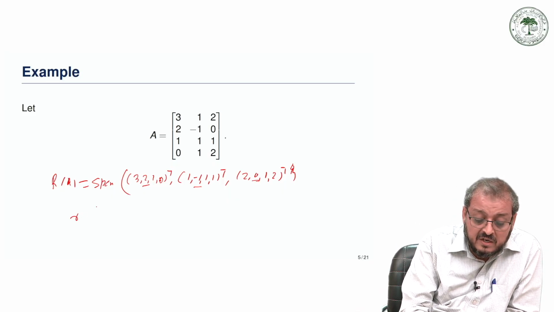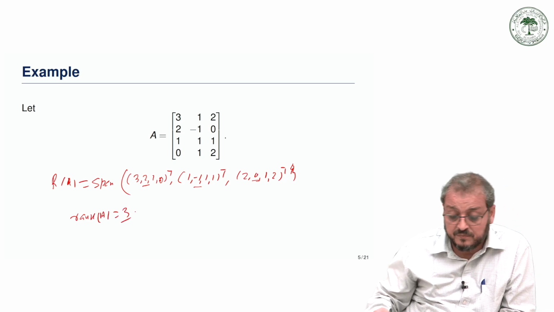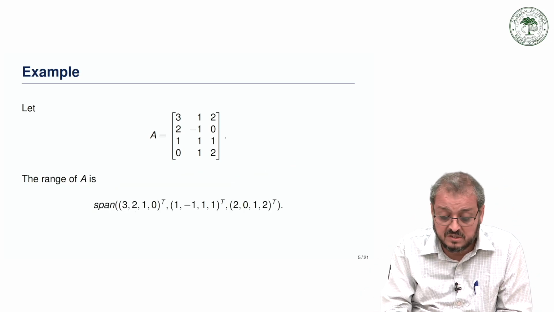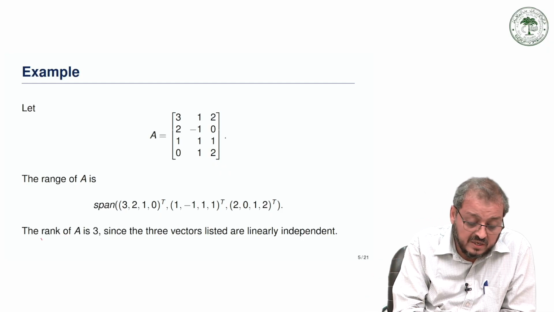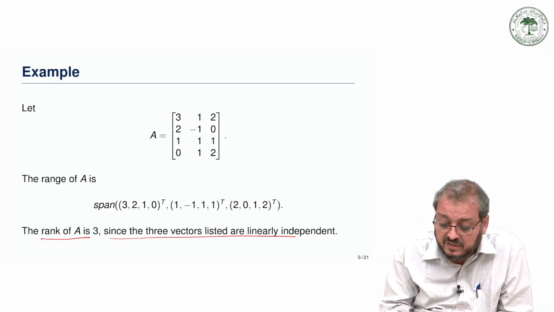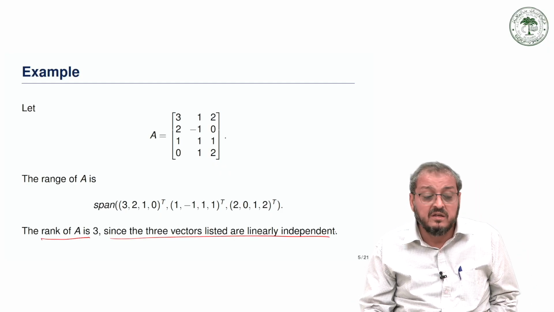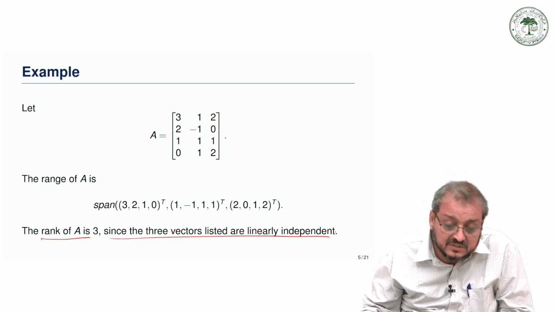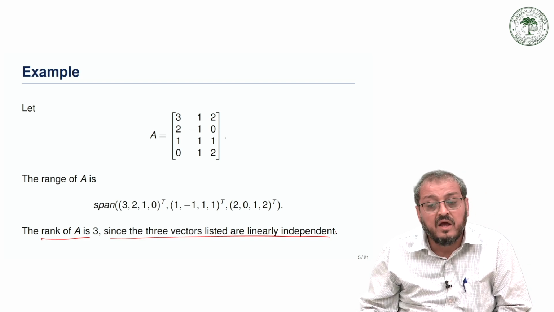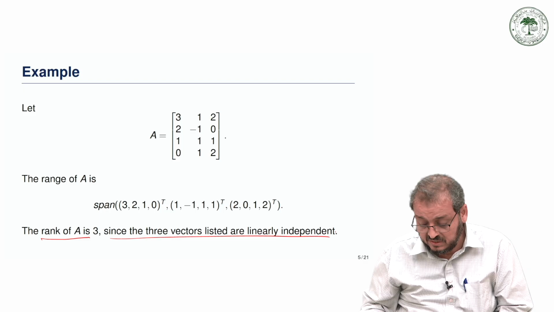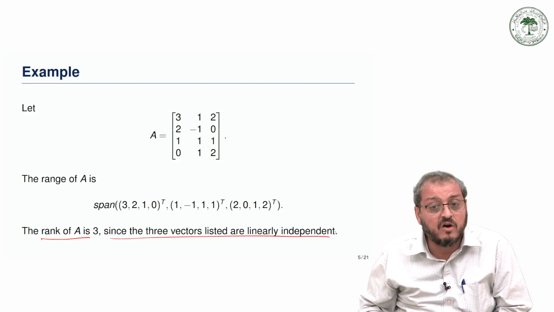If they are linearly independent, then the rank of A is 3. Now we have the rank of A equal to 3, since these three listed vectors are linearly independent. If all the vectors listed here are linearly independent, then clearly this is the rank of this matrix.